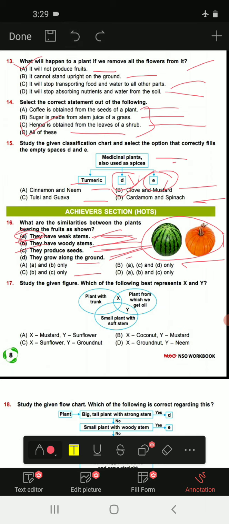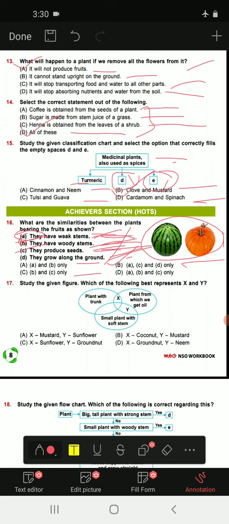So which option is correct? Option B, that is A, C and D. A is they have weak stems, C is they produce seeds, and D is they grow along the ground. So option B is correct. Now next question.